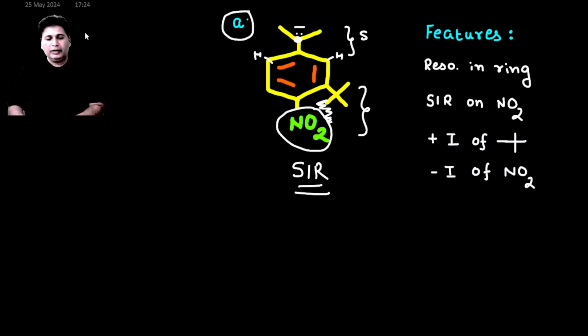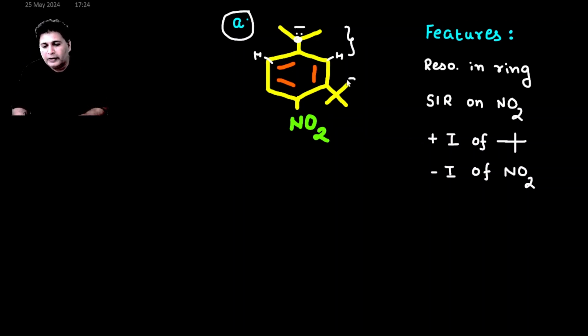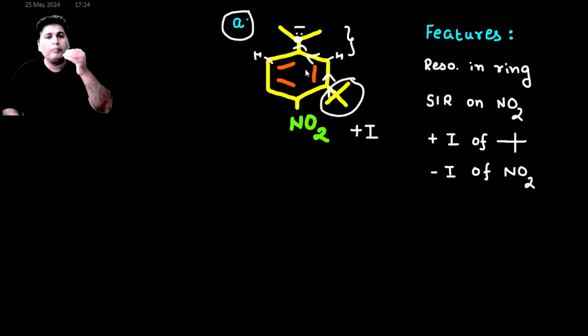Next thing to be seen is what is the function of this group. This is a tertiary butyl alkyl group, it's a plus I group. You understand what is the meaning of plus I? It will donate electrons through sigma electrons. What is the job of a plus I group? The alkyl group, the methyl, the ethyl, the isopropyl, the tertiary butyl, etc.